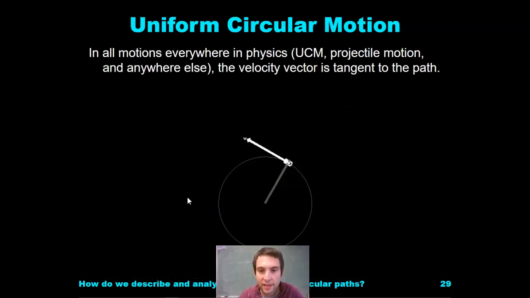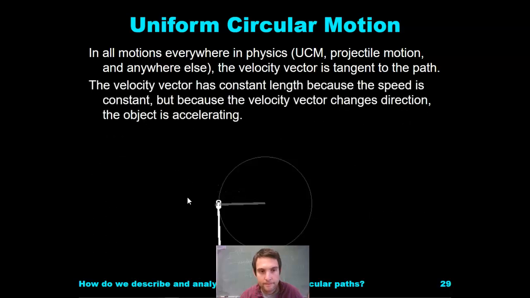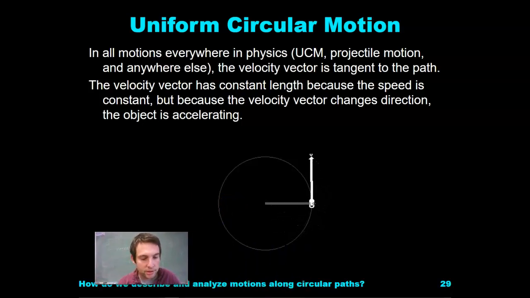In all motions everywhere in physics, uniform circular motion, projectile motion, and anywhere else, the velocity vector is tangent to the path. The velocity vector has a constant length because the speed is constant. But because the velocity vector changes direction, the object is accelerating. This is really hard for students to understand.